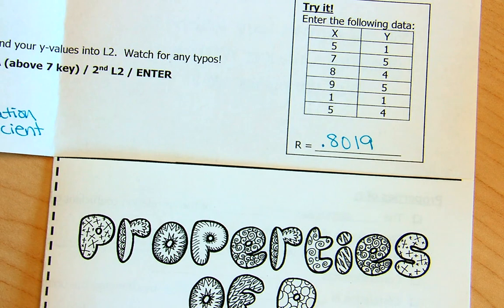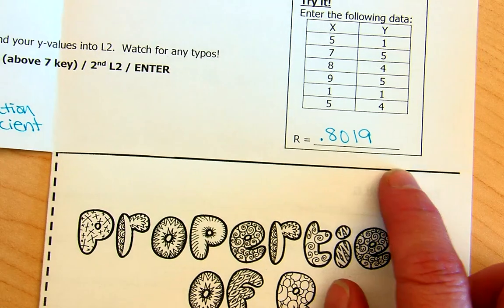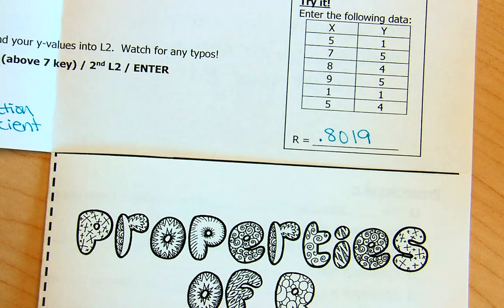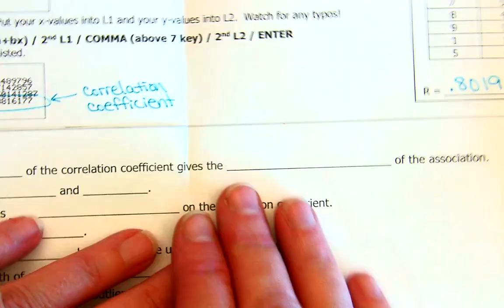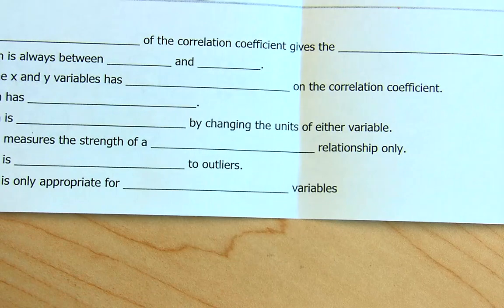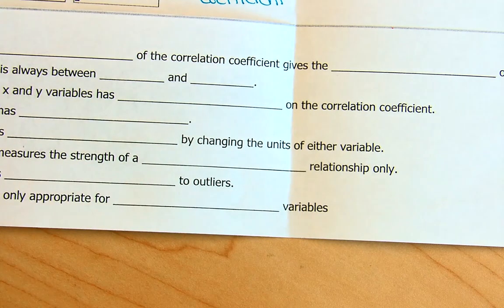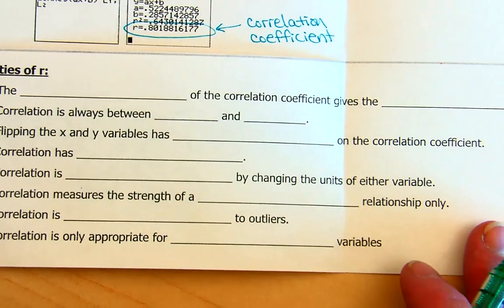So you don't want to forget to use your scatter plot to check for the data being linear before you start using R to interpret. Okay, so let's look at properties of R. These are questions that often come up as a multiple choice type thing, because they want to know, do you understand how to use it, how it's used, what to expect from it, those kinds of things. So these are often the multiple choice section.